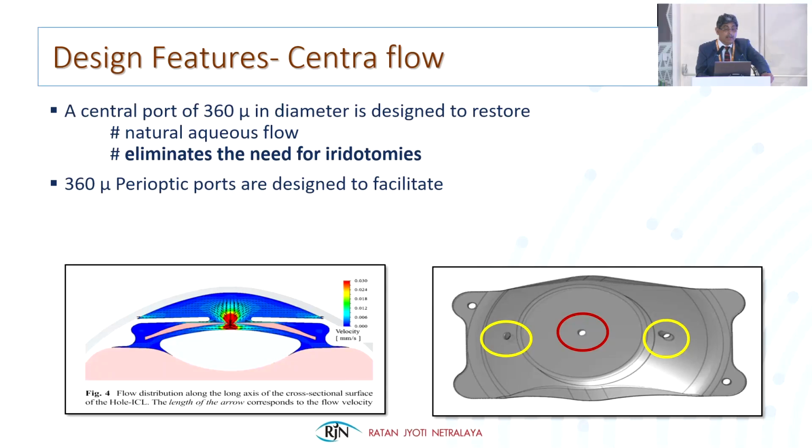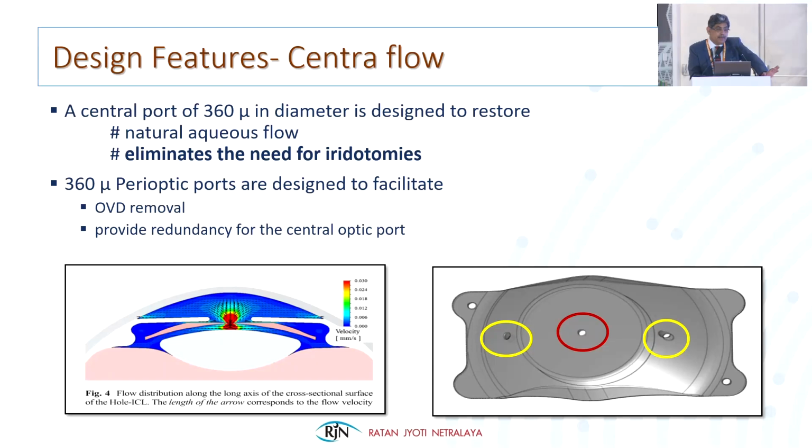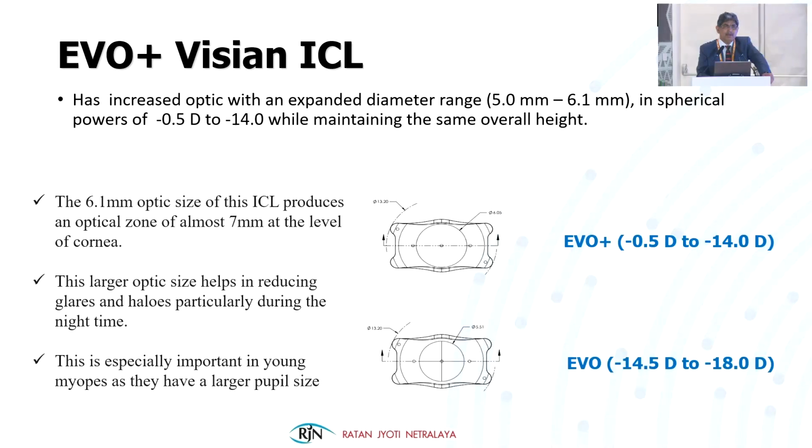The peripheral ports are also of the same size, which gives us the advantage of removal of the viscoelastic material from behind the lens, and it provides a redundancy for the central optic part if it gets occluded at any time by the proteins in the aqueous, which is very, very unlikely to happen.